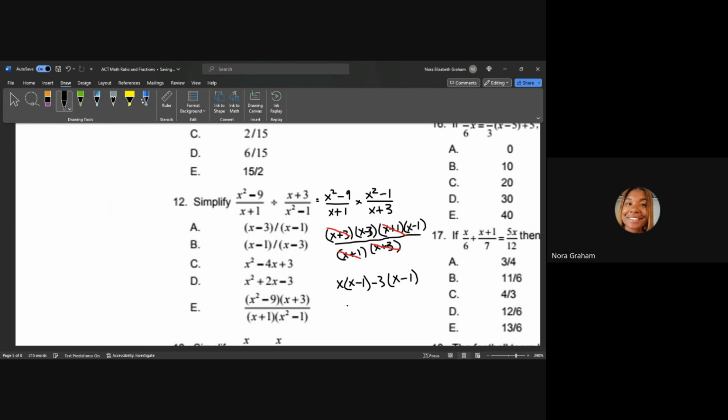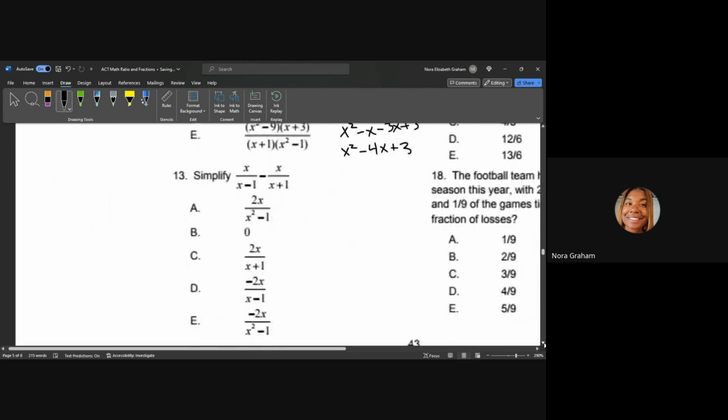Right? Then I distribute this through, I get x squared minus x, distribute that negative 3 through, minus negative 3x plus 3. I combine my like terms. I get x squared minus 4x plus 3. And that's my answer, which is going to be C. Right? Let's continue.